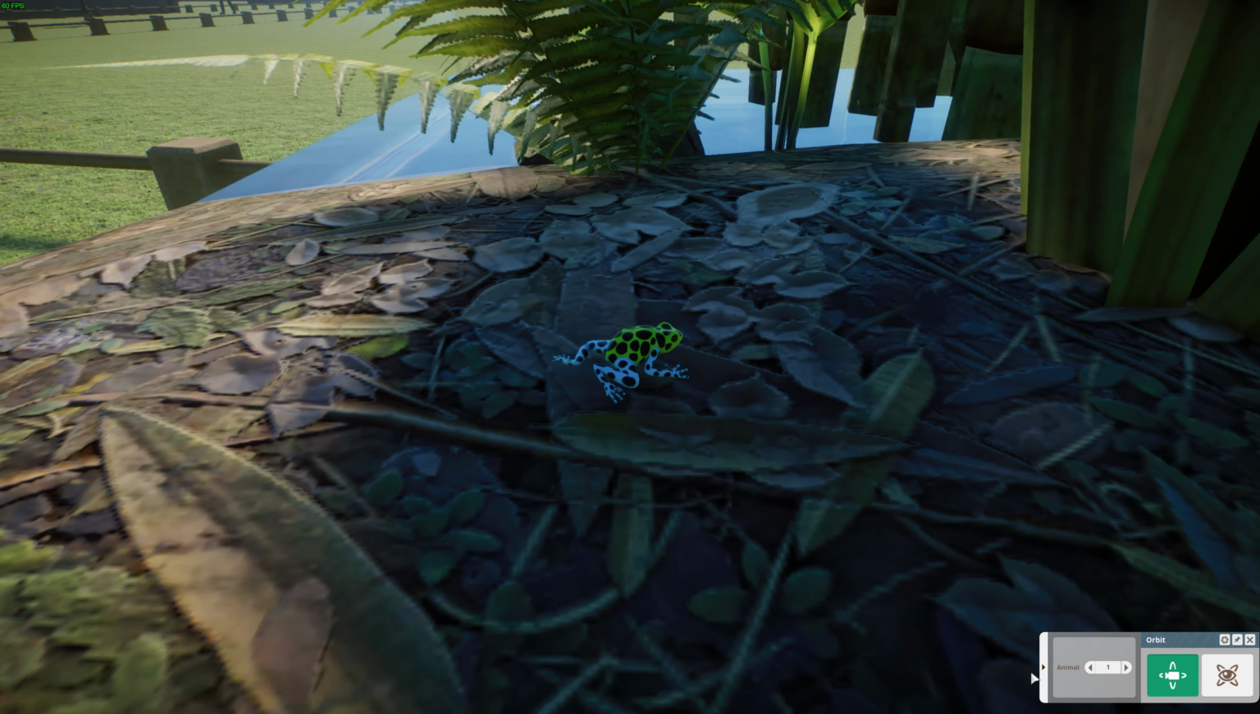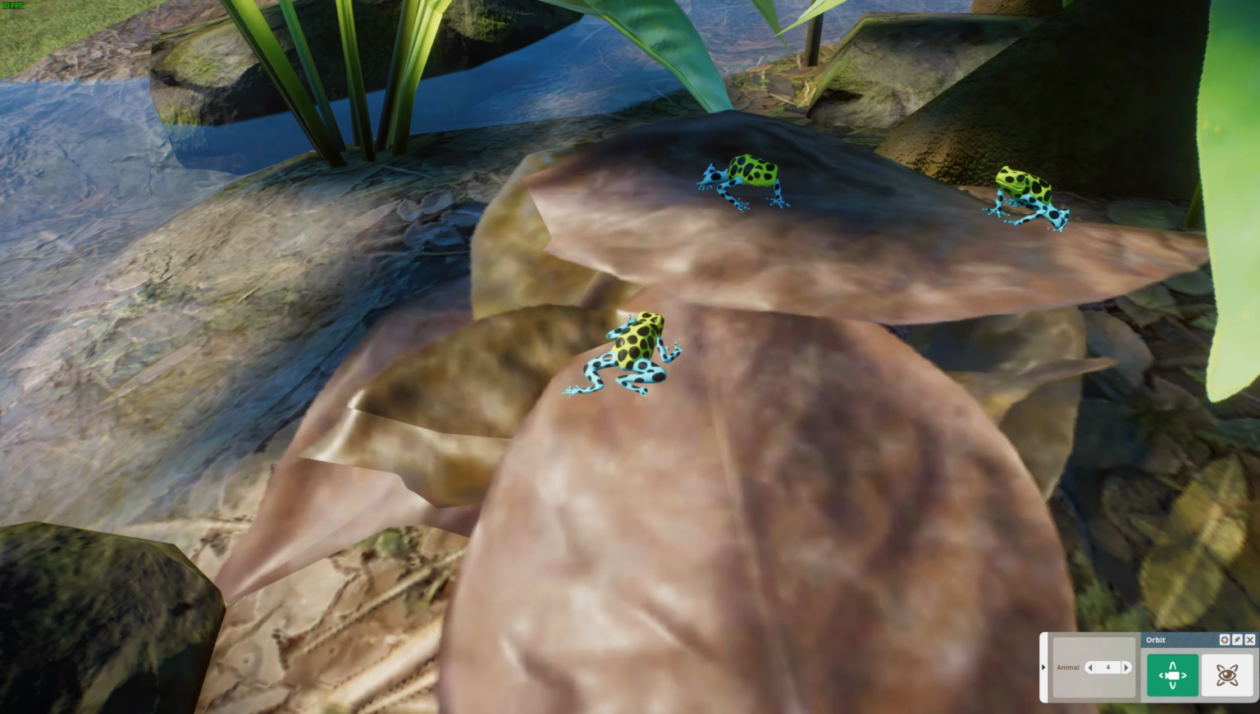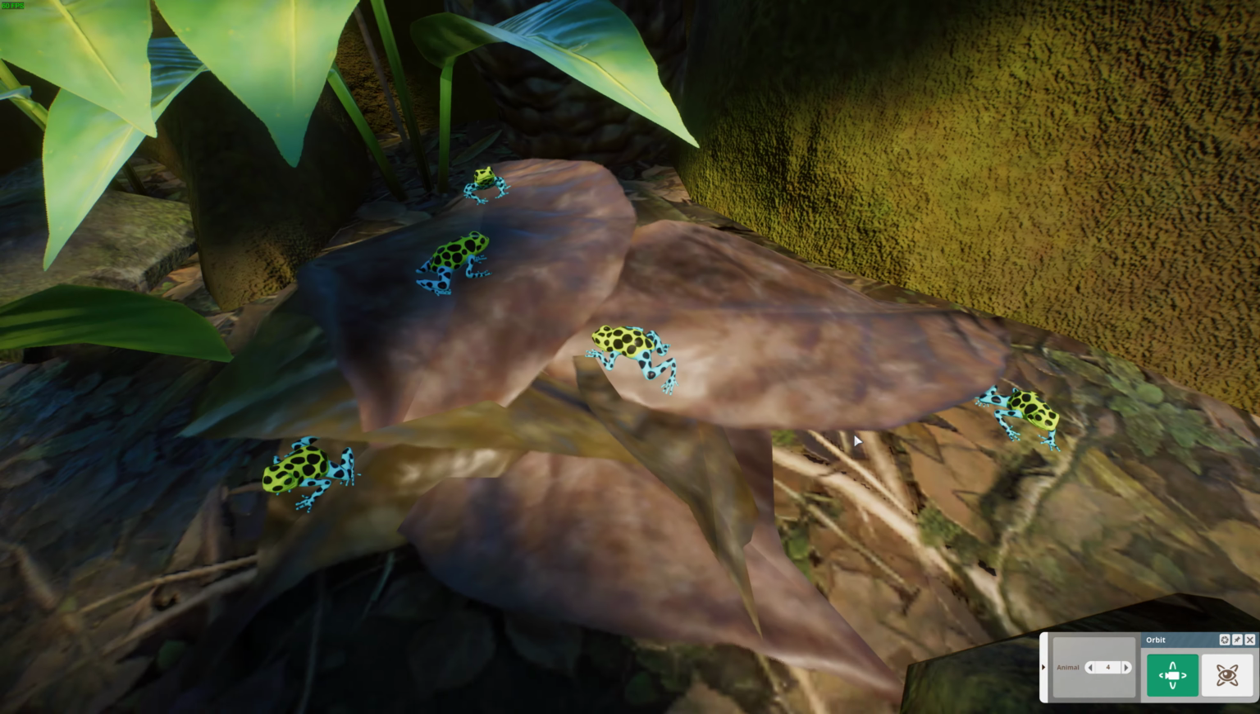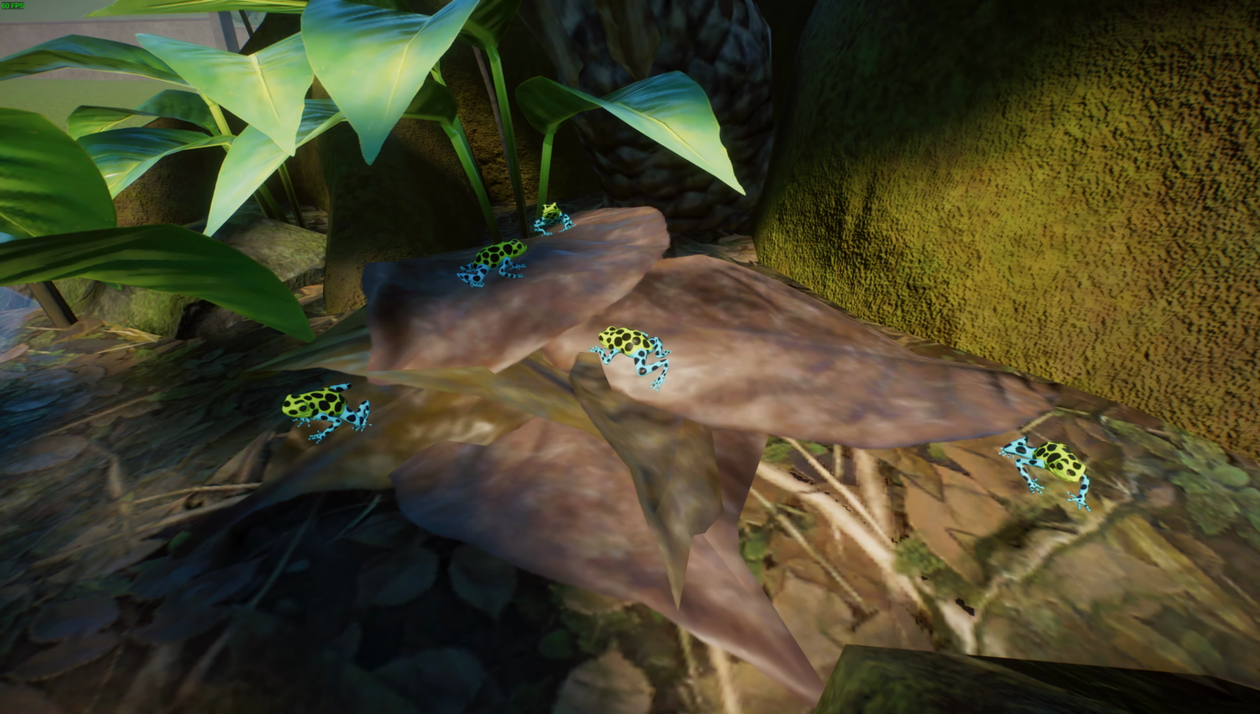Exhibit camera. Really, really cool one here. Also got the Zimmermanns. Look at them all here, just chilling. We'll have a look at you guys. Not really too much variation there, but we'll get into that.